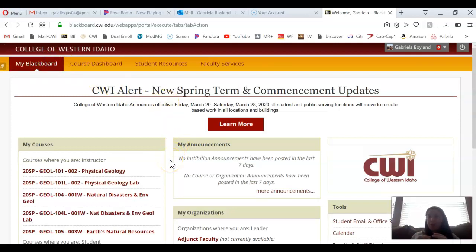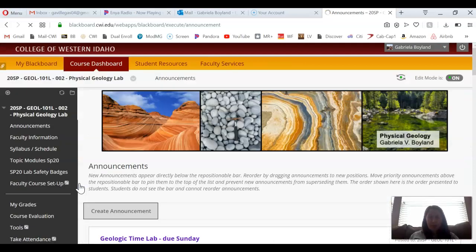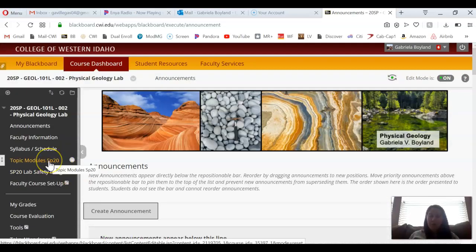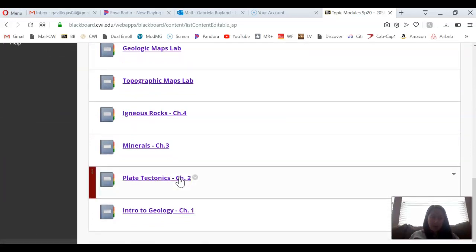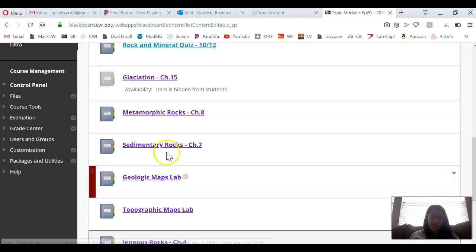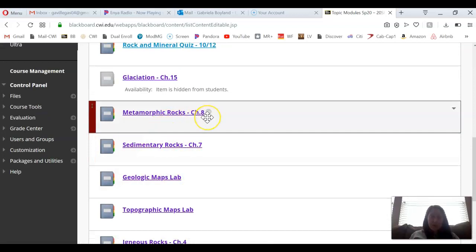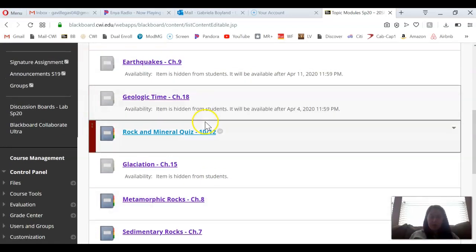Okay? Alright, so with that, all of the lab component of the remainder of the class is going to be under the lab shell in Blackboard, which means that you will not be going to physical geology for the content, but you will be going to the physical geology lab shell for the content. So click on that, and then all of the content for lab will appear under topic modules, Spring 20. Within there, you can see all the stuff we have already done. Before for lab, we didn't really use any of these, but now we are going to start using this.